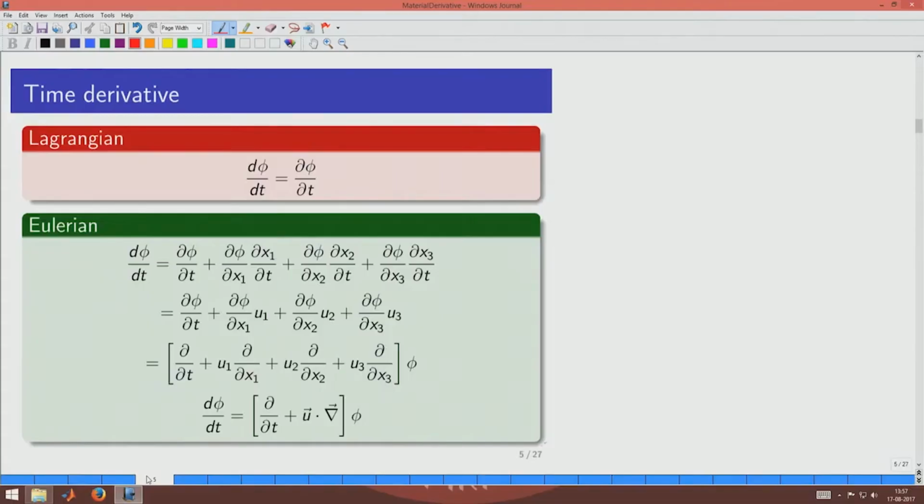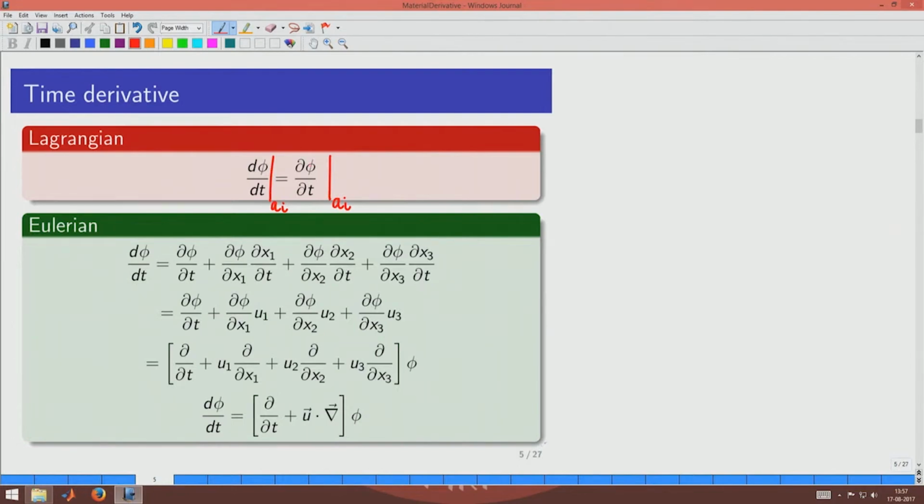Okay, so let us now define the time derivative for these two specifications. Because the Lagrangian specification is always at the location where the particle is, we do not have to worry. The way you define the time derivative is always at a I. Simply taking a partial differentiation with respect to time would give you the time derivative, and the phi can be any parameter.